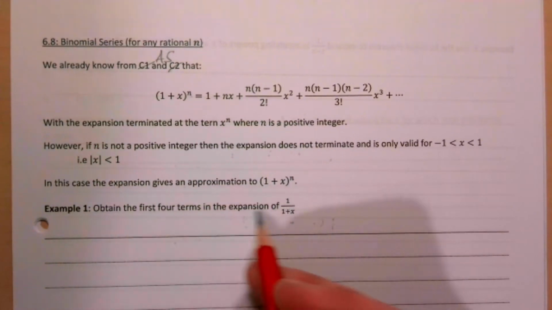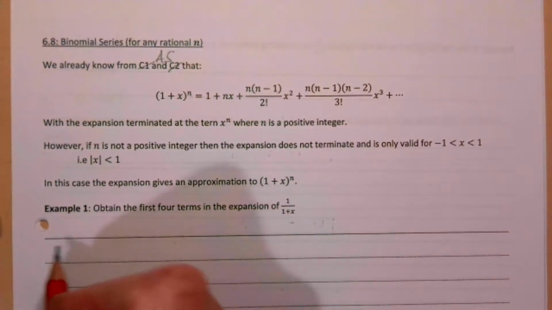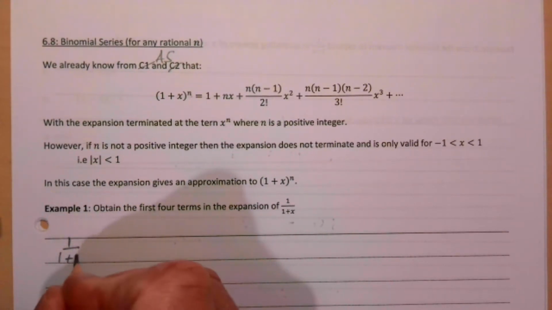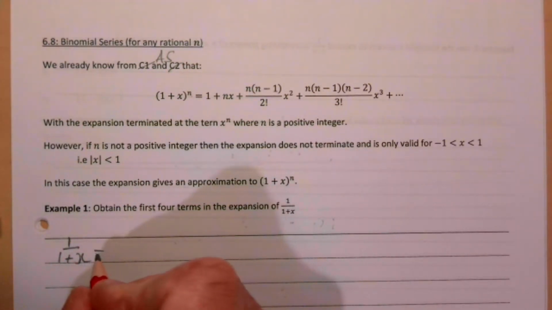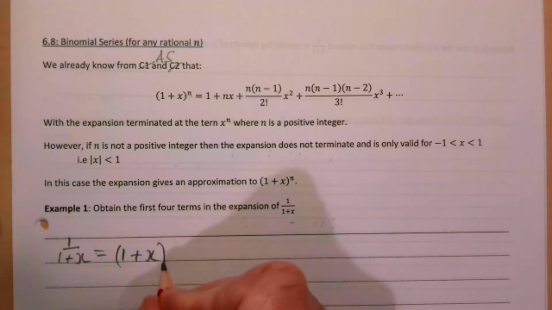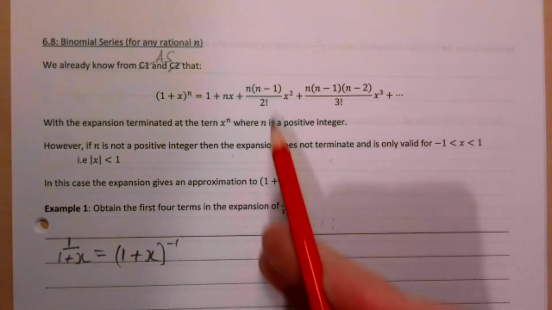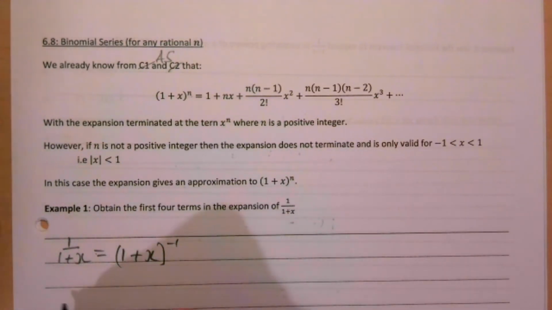So obtain the first 4 terms in the expansion of 1 over 1 plus x. Obviously we know that 1 over 1 plus x is the same as 1 plus x to the -1. So we are simply going to substitute in -1 for our n every time here and work out what we have then.